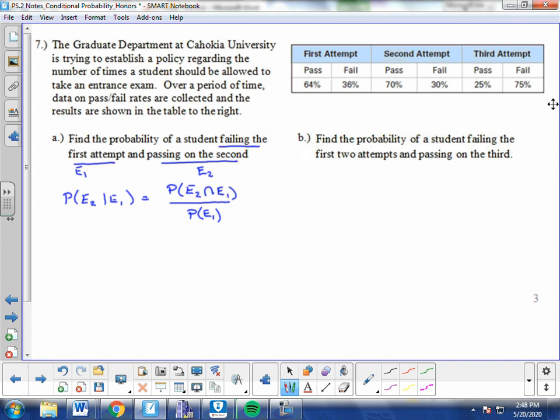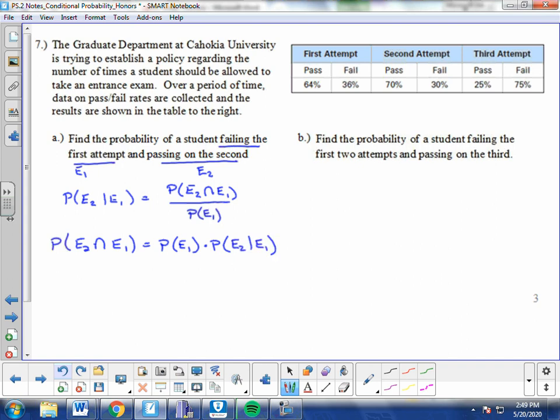What I'm looking to find here, notice this says find the probability of event 1 and event 2. So what I'm looking to solve for is actually this part of the equation. I can do a simple rewrite of the equation by multiplying both sides by the denominator. So the probability of event 2 and event 1 occurring is the same as the probability of event 1 multiplied by the probability of event 2 given event 1.